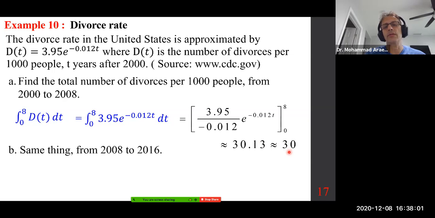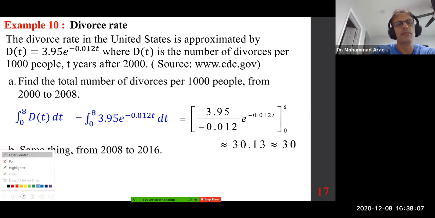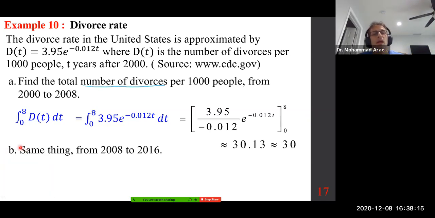You round it because it's the number of the divorces, and you want to make it a discrete value, a countable value. So the total number of divorces per 1,000 is 30, as it appears. And so this is the rate, remember that.